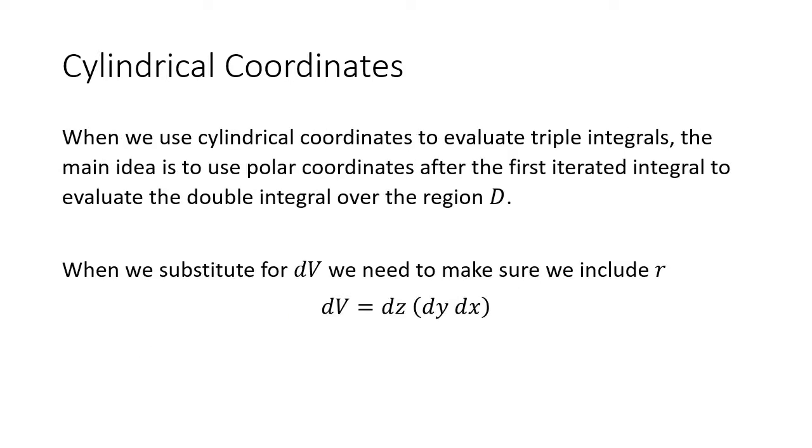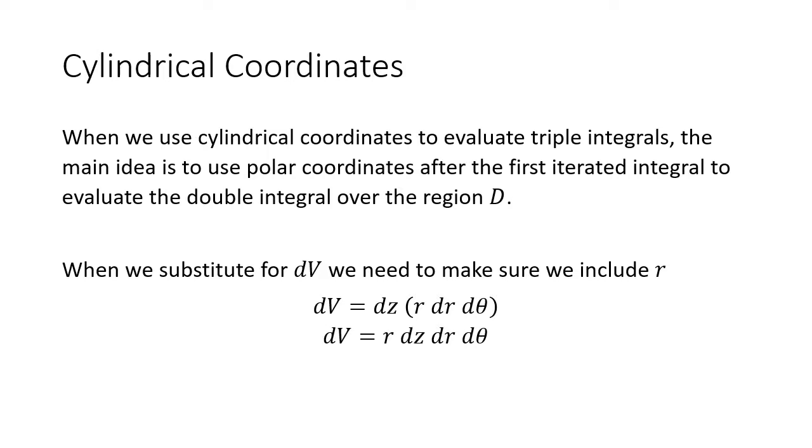Now, when we use cylindrical coordinates to evaluate our triple integrals, we basically want to integrate with respect to our height first, which leaves our polar region to be the region D, which is what we do our double integral over. Now, when we make our substitution, we do need to be careful because we're substituting for dV, which was typically equal to dz dy dx. But when we convert to polar coordinates, that dy dx really becomes r dr d theta.